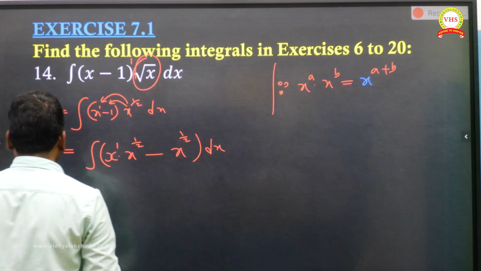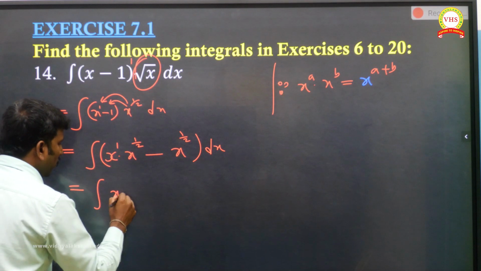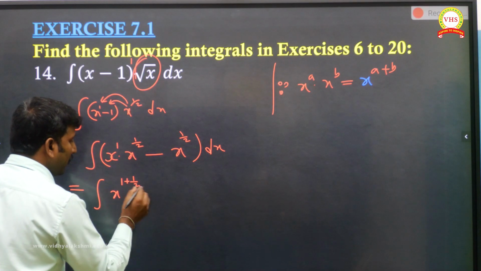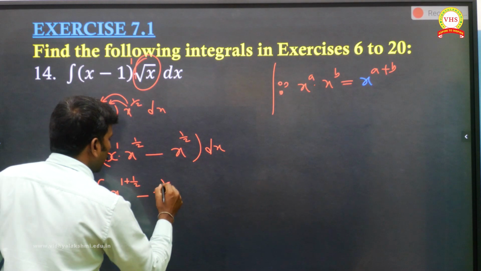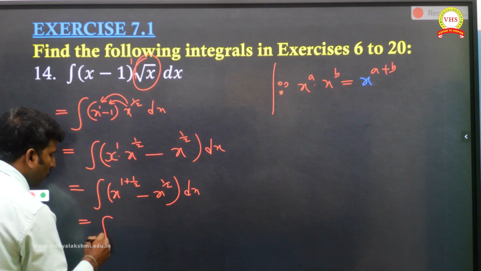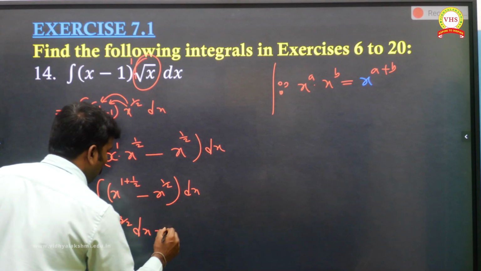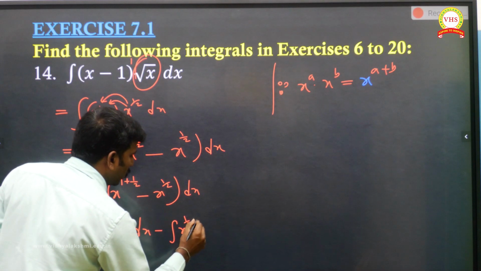Understand? Right. Now, what does it mean? 1 and a half you have to add, so x power 1 plus half. We haven't taken the integral yet. So this is the simplification. 1 plus half, we can write x power 3 by 2. Apply integral separately. Minus x power 1 by 2 into dx.